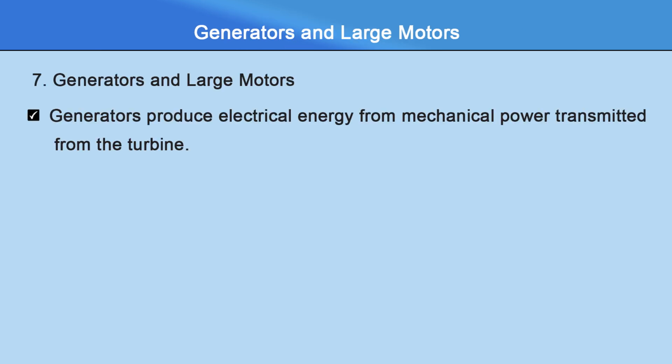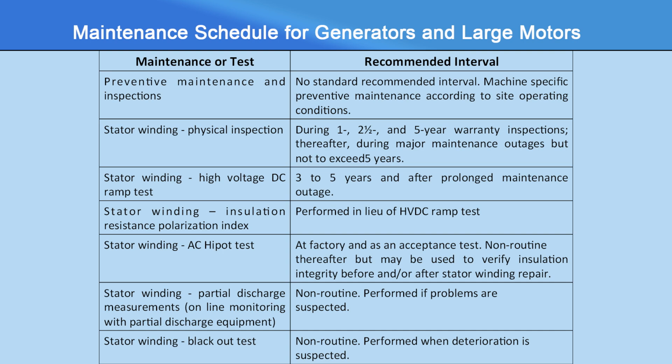Now let us discuss about the generators and large motors. Generators produce electrical energy from mechanical power transmitted from the turbine. Large motors drive pumps to move water. Generators and large motors included in this section are synchronous machines performing the primary function of the power or pumping plant. Let us discuss about the maintenance schedule for generators and large motors.